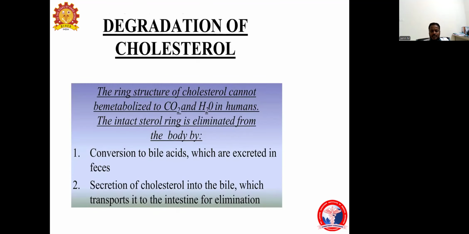Next is the degradation of cholesterol. The ring structure of cholesterol cannot be metabolized easily to CO2 and H2O. In humans, the intact steroid ring is eliminated from the body by conversion to bile acids, which are excreted in the feces, and by secretion of cholesterol into the bile, which transports it to the intestine for elimination.